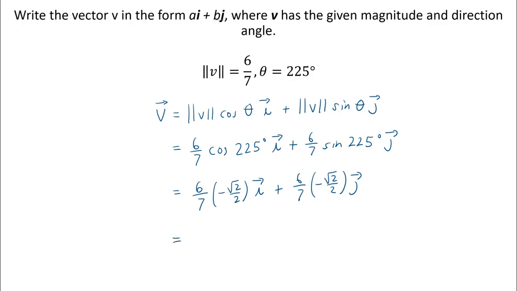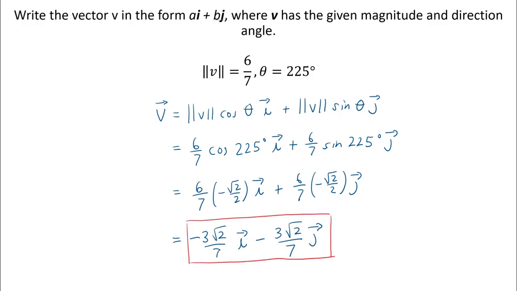This will be equal to negative 3 square roots of 2 over 7 i plus 6/7 times a negative square root 2 over 2. Well, that'll be a minus 3 square roots of 2 over 7 j. So there is this vector written in ij form.